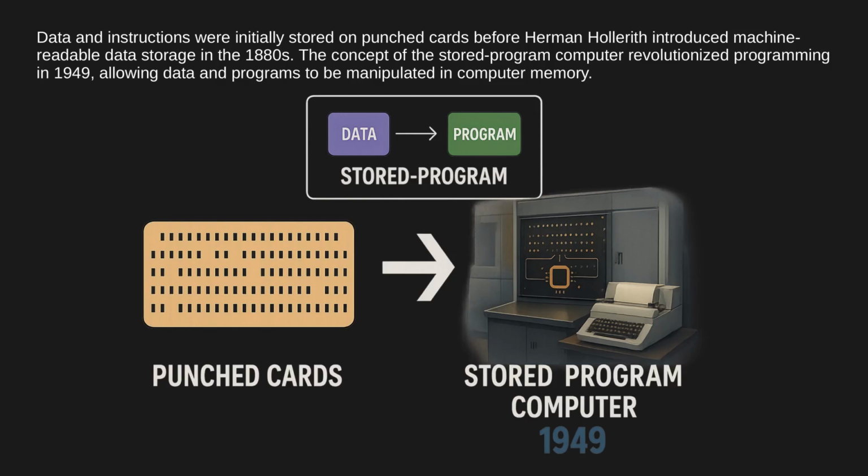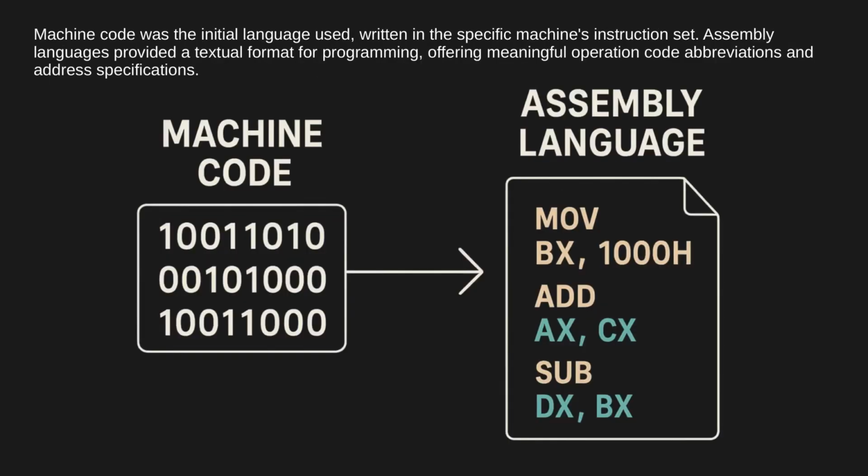The concept of the stored program computer revolutionized programming in 1949, allowing data and programs to be manipulated in computer memory. Machine code was the initial language used, written in the specific machine's instruction set. Assembly languages provided a textual format for programming, offering meaningful operation code abbreviations and address specifications.